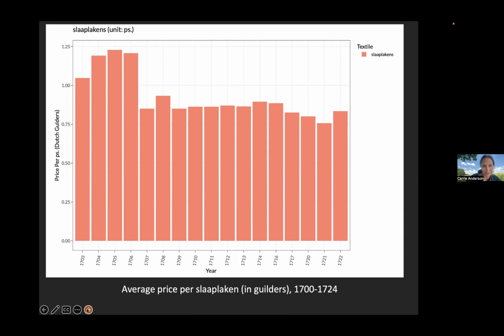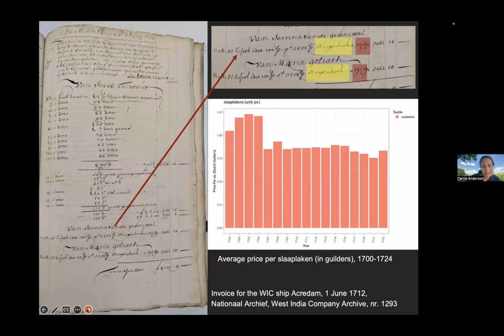Could you go to the next slide, please? This data is all easily available in the manuscript. The West India Company archives are all still in manuscript form, which definitely makes it a little more challenging sometimes, but we have a wonderful postdoc, and hopefully we'll be hiring another soon, who's helped us with all of these transcriptions and translations, because it's quite a bit. You can see up here in the detail, we have slaaplakens in yellow for 17.5 stuivers per piece, and then it gives you totals. So that is all easily aggregated, and we can see average price per year.